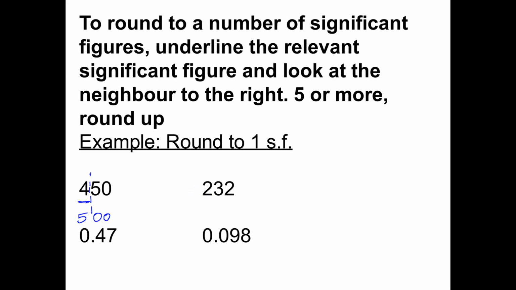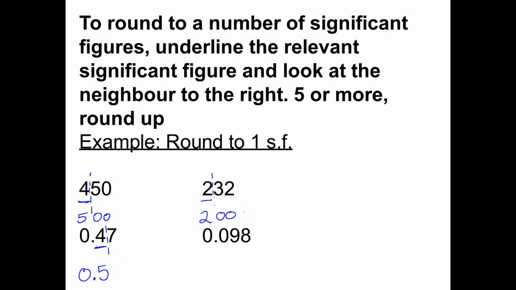Secondly, we have 232. Underline the first digit, dotted line, the 3 tells us to round down, so we have 200. Now, when we have decimals, we ought to be a little bit more careful. Because we are asked to round to one significant figure, our answer should only contain one significant figure. So, firstly, I underline the first significant figure, which is 4. Draw a dotted line. The 7 tells the 4 to round up, so I end up with 0.5. Because I'm rounding to one significant figure, I quote my answer as 0.5. I would not include a 0 afterwards, because that would give me two significant figures in the answer.